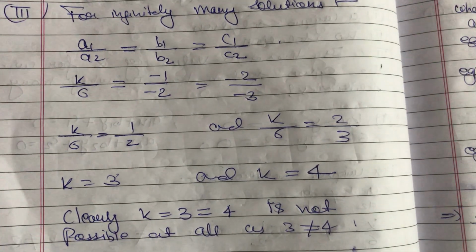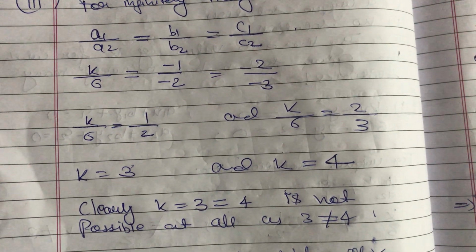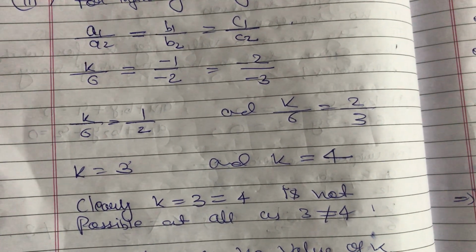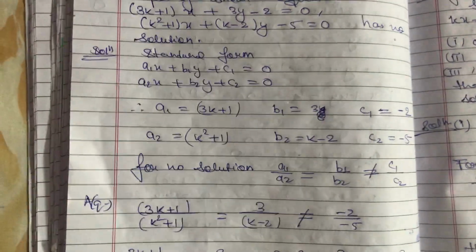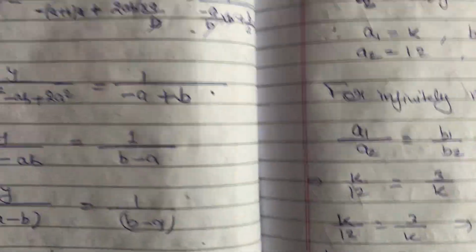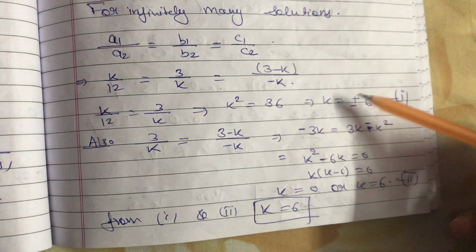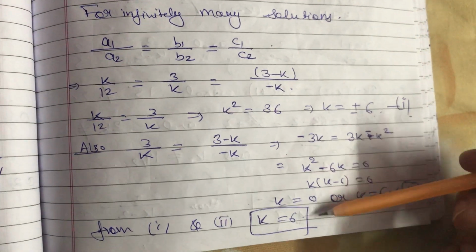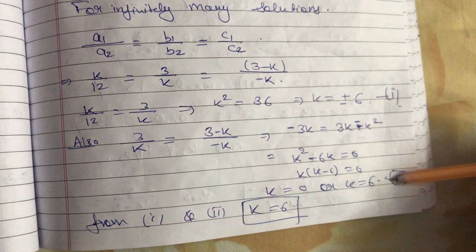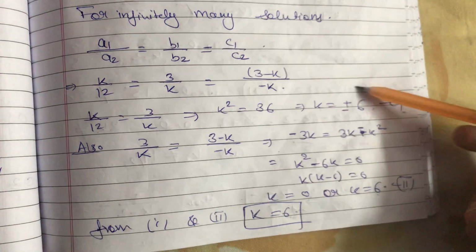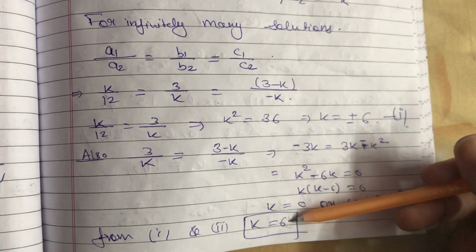Is it possible that the value of k is 3 and also 4? No, it's not possible. The value of k is always only one value. If you remember, in question number 1, from equation number 1 we were getting the value of k as plus and minus 6, and here we were getting 0 and 6, but we selected the one which is plus 6, which is common in both.